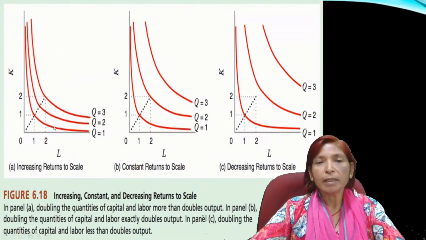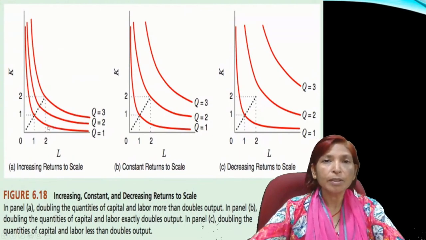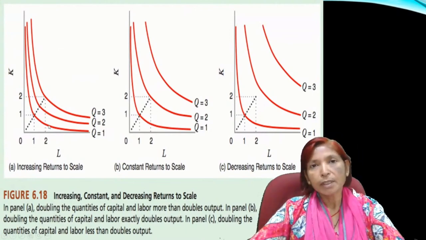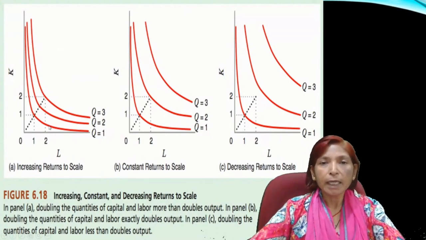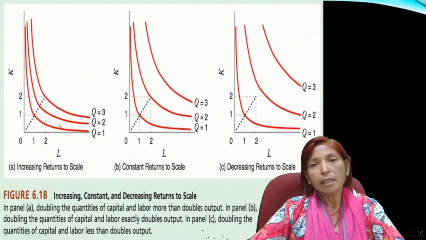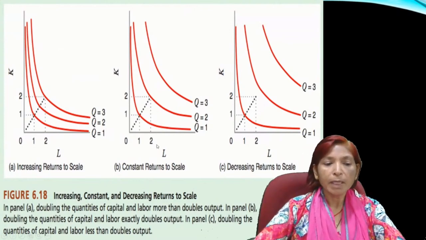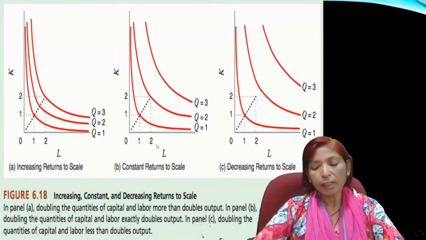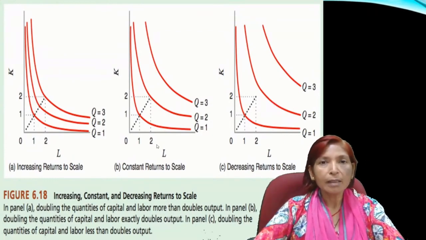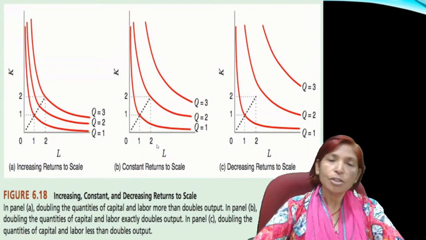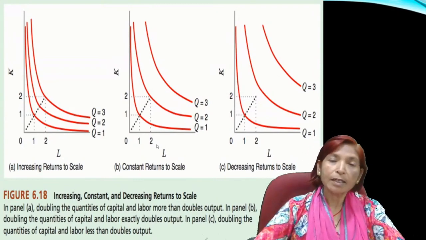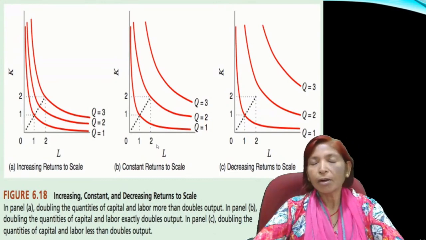If we use 10% input but get 20% output, increasing returns to scale will be applicable. If we use 10% input and get 10% output, then constant returns to scale will be applicable. If we use 10% input and get 5% output, then the decreasing returns to scale law will be applicable. So these are different stages of returns to scale, and the returns to scale law is applicable in the long run, not in the short run. And in the long run, all factors can change simultaneously or equally.